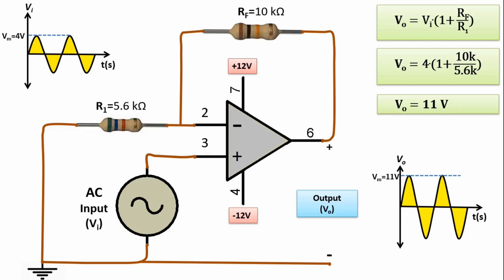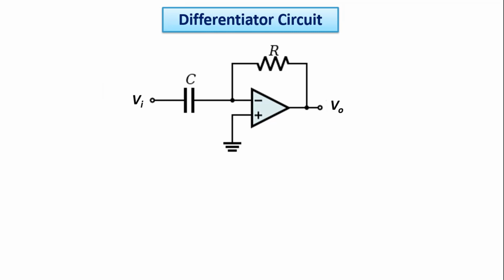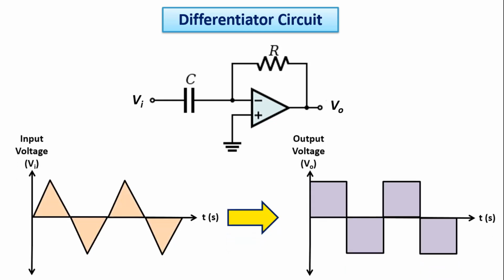This is the working logic of an operational amplifier with inverting and non-inverting inputs. Apart from the inverting and non-inverting operational amplifier circuits mentioned here, many other amplifier circuits are used. For example, the circuit with a capacitor at the input and a resistor between the input and output is a differential operational amplifier circuit. This circuit is used to convert a triangular waveform into a square wave.